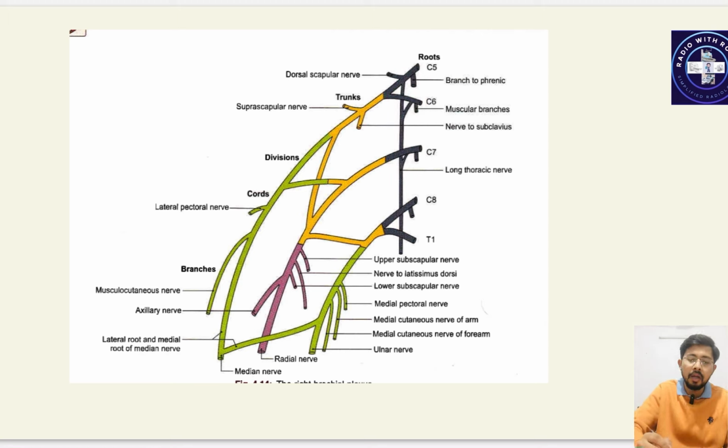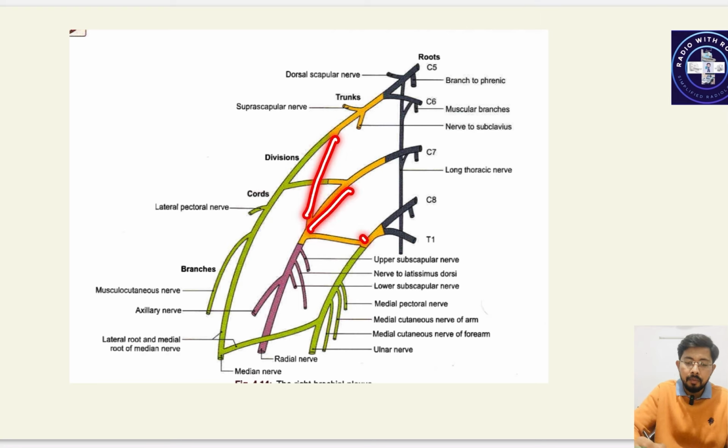From the lateral cord, three branches: lateral pectoral nerve, musculocutaneous nerve, and the lateral root of the median nerve. From the medial cord, there are five branches: medial pectoral nerve, medial cutaneous nerve of the arm, medial cutaneous nerve of the forearm, ulnar nerve, and the medial root of the median nerve. These two roots fuse together and form the median nerve.